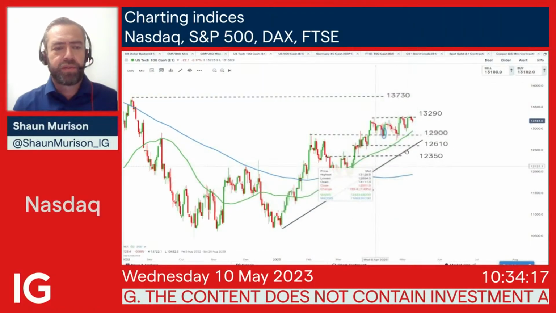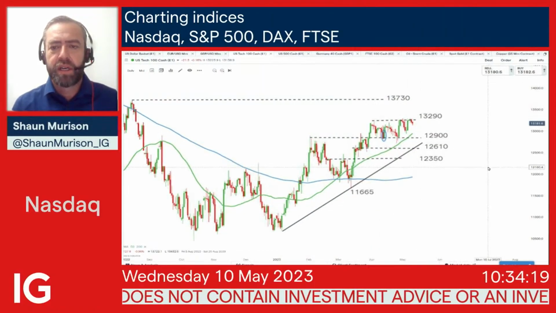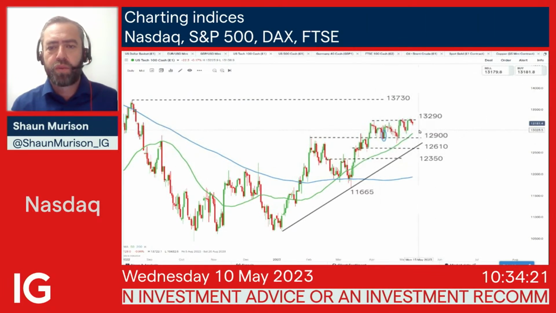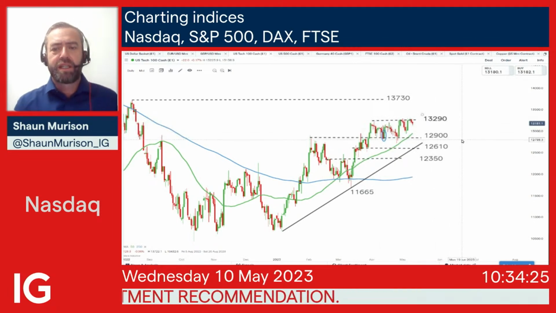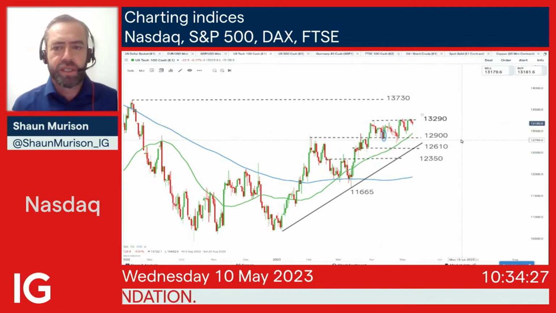Moving over to some indices now, and starting off with US tech, the Nasdaq 100. Longer term trend bias is up. We do still have that bullish lie of the 50 and 200-day simple moving averages. We do have a bit of a range that is formed in the near term, sitting somewhere between levels 12,900 and 13,290.